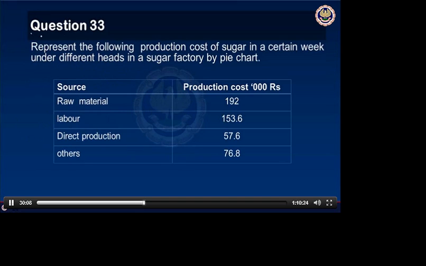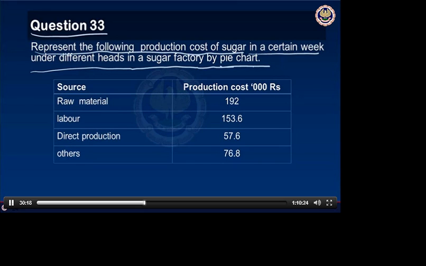So let's do question number 33. Represent the following production cost of sugar in a certain week under different heads in a sugar factory by a pie chart. Now, pie chart is a graphical representation of data, tabular data. First, we make a tabular data and then convert that into a pie chart, which gives a bird's eye view of the data, and we can make analysis out of that.